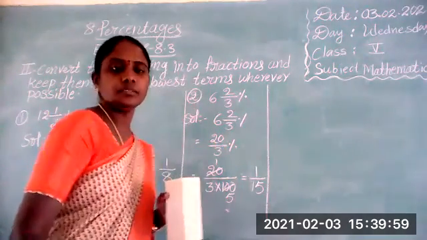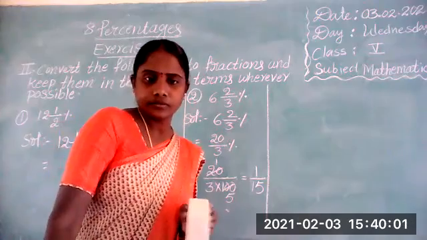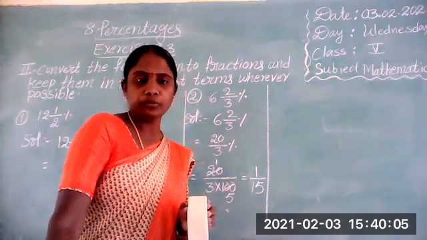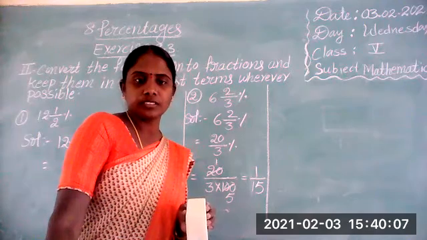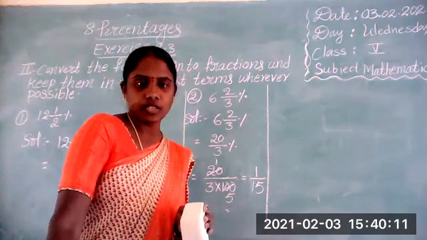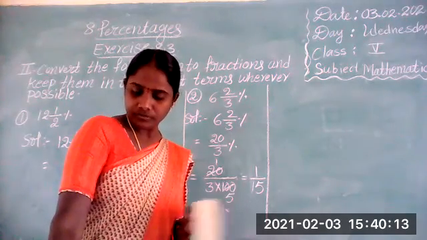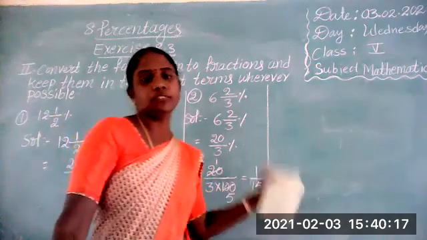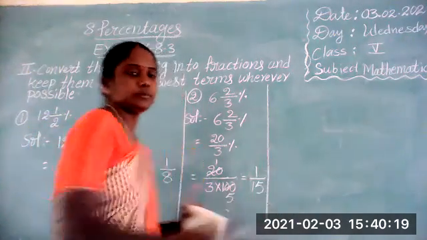Did you understand? Shall I explain one more problem? Say yes or no. Okay. The next one, third one: 9 4 3 by 5.